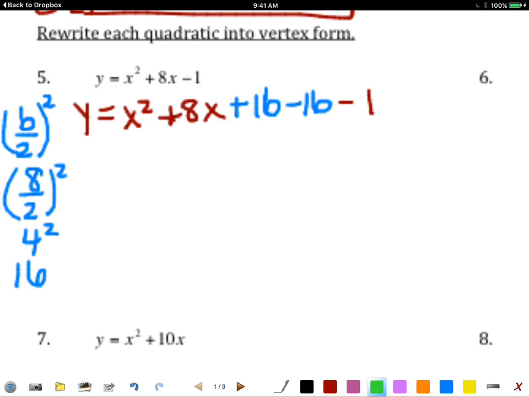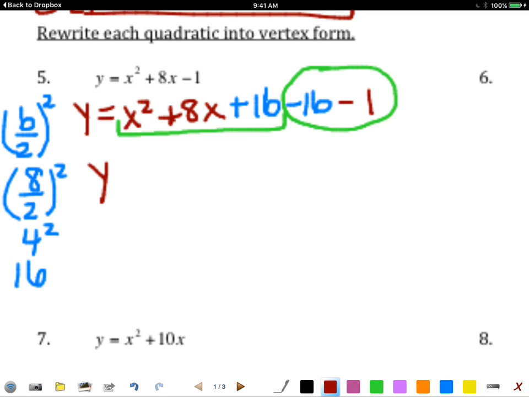Now, at this point, what I want you to do is I want you to do a little half box around this trinomial right here. Your A, B, C, x squared plus 8x plus 16. And then I want you to circle any numbers that are left out there. Okay, so now we're going to write y equals.